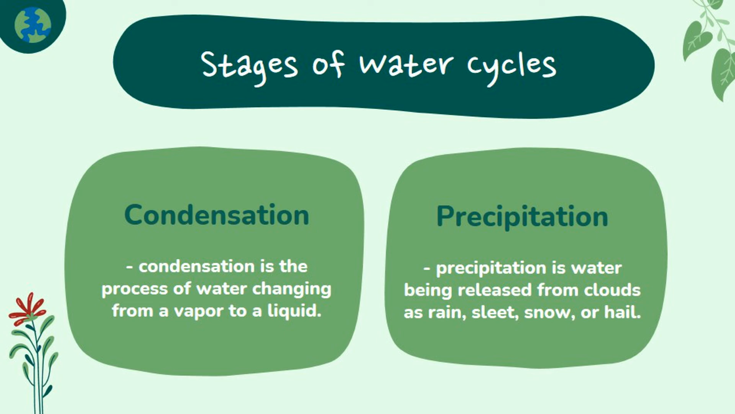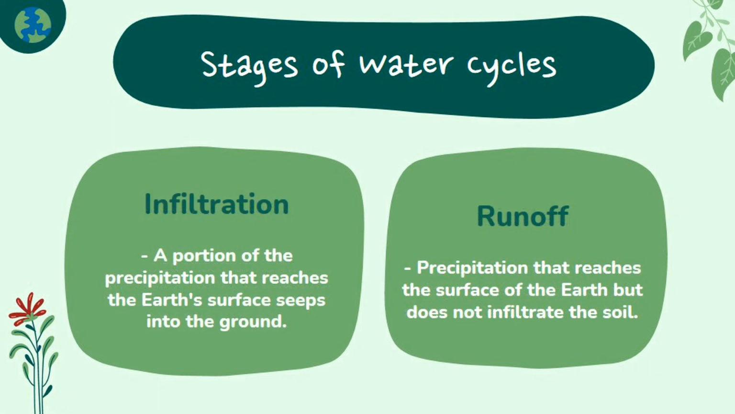Precipitation is water being released from clouds as rain, sleet, snow, or hail. Precipitation begins after water vapor, which has condensed in the atmosphere, becomes too heavy to remain in atmospheric air currents, and falls. A portion of the precipitation that reaches the Earth's surface seeps into the ground through the process called infiltration. However, precipitation that reaches the surface of the Earth but does not infiltrate the soil is called runoff.